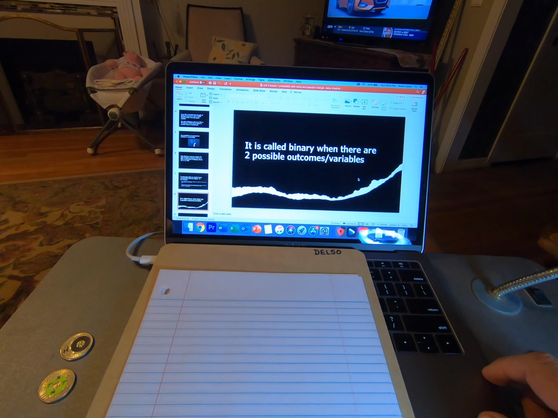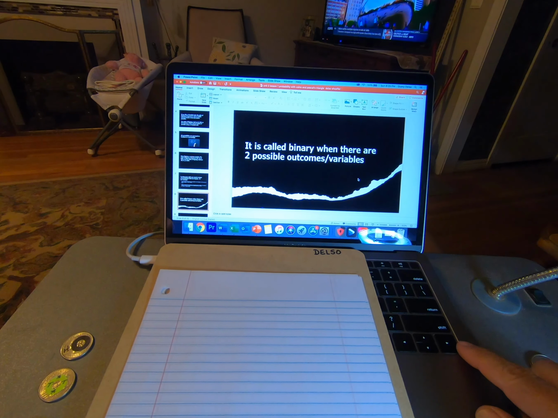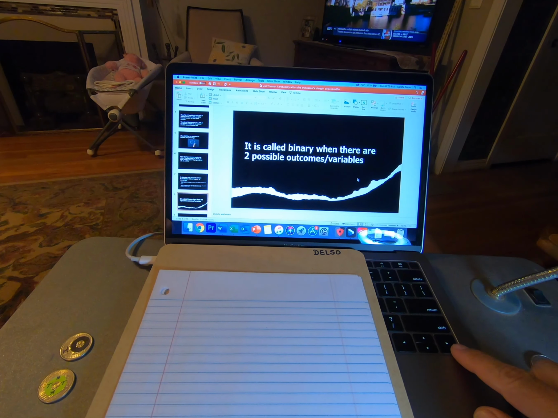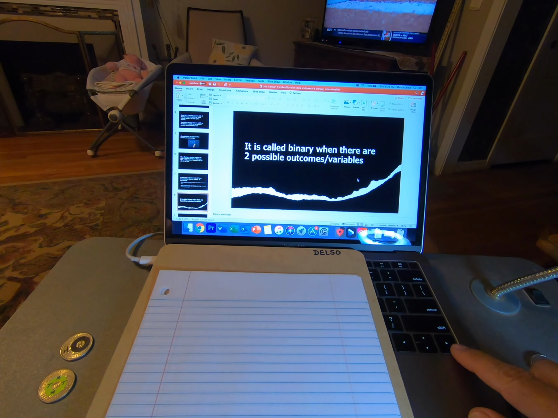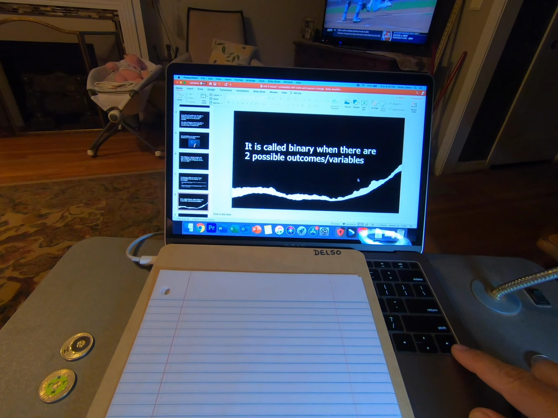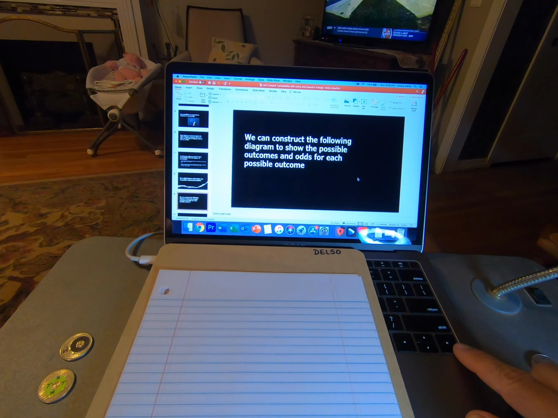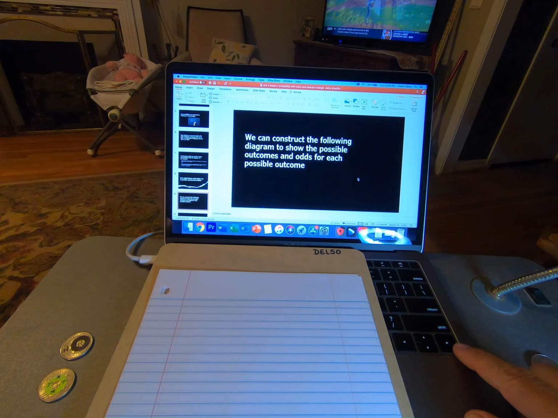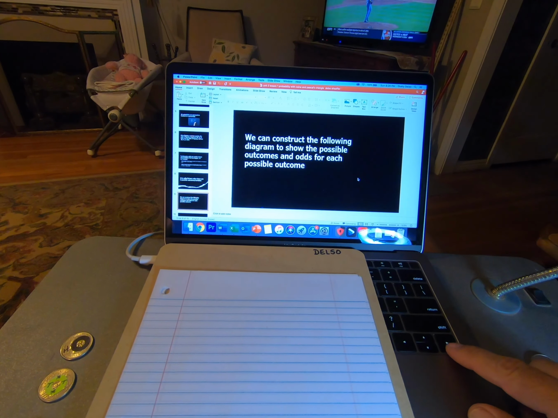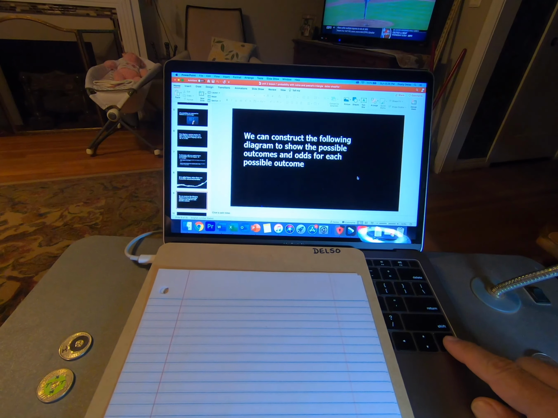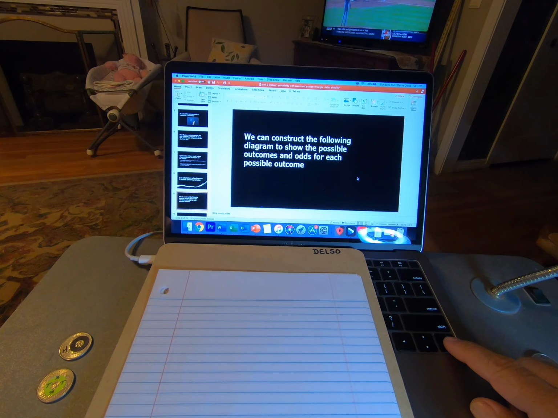This is called binary. Bi means 2. Your computers are all based on binary systems, and when there are 2 possible outcomes or variables in a binary computer system, it's either on or off. Now we can construct a diagram to show this, and this is called Pascal's triangle. Pascal developed this years and years ago, and it shows the odds for each one of the possibilities in a binary system.